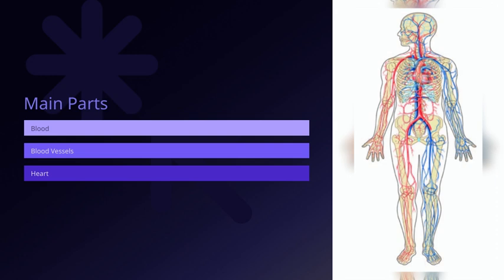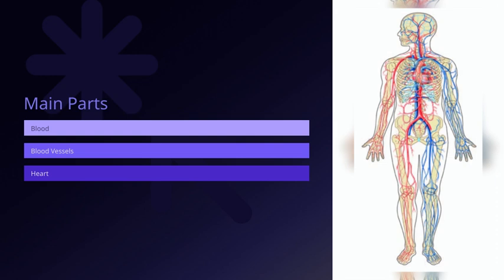Next, we have the blood vessels. These are the highways through which blood travels. There are three main types: arteries, which carry oxygen-rich blood away from the heart; veins, which return deoxygenated blood back to the heart; and capillaries, the tiny vessels where the exchange of oxygen, nutrients, and waste occurs between the blood and our tissues. Finally, we come to the heart, which is the powerhouse of this system.